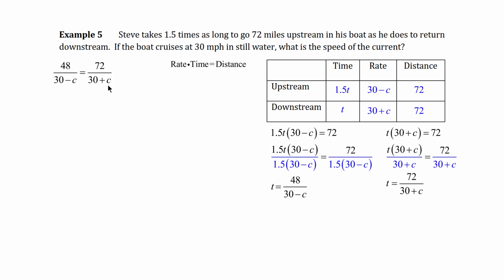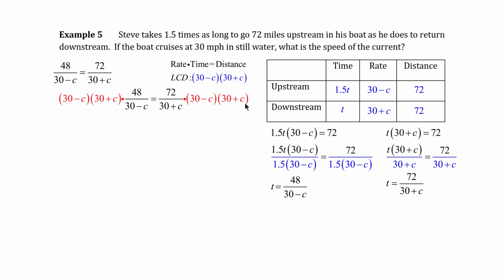To solve this equation, we start off by multiplying both sides of the equation by the LCD, which is 30 minus c times 30 plus c. We get parentheses 30 minus c times 30 plus c times 48 over 30 minus c equals 72 over 30 plus c times parentheses 30 minus c times parentheses 30 plus c.